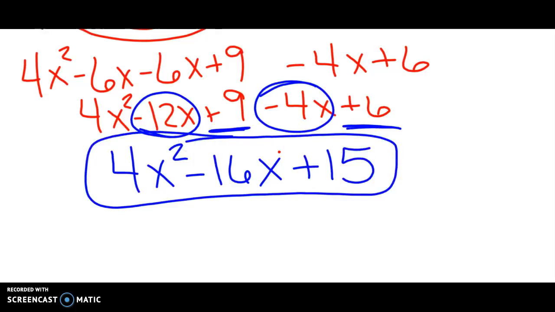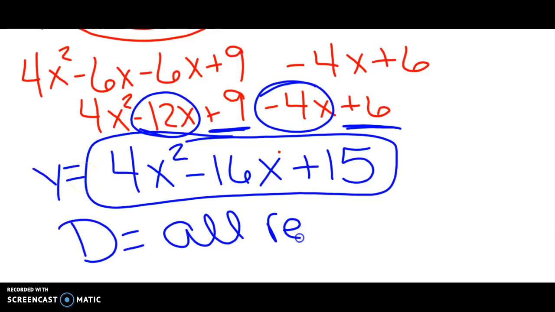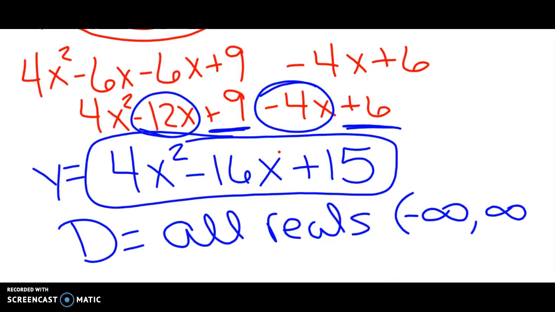If you wanted to know the domain of that, well, if you put this in a y equals and graphed it, it's a quadratic. So that's going to be all reals. Okay. And when you write all reals, you can write it like this. It's a lot easier.